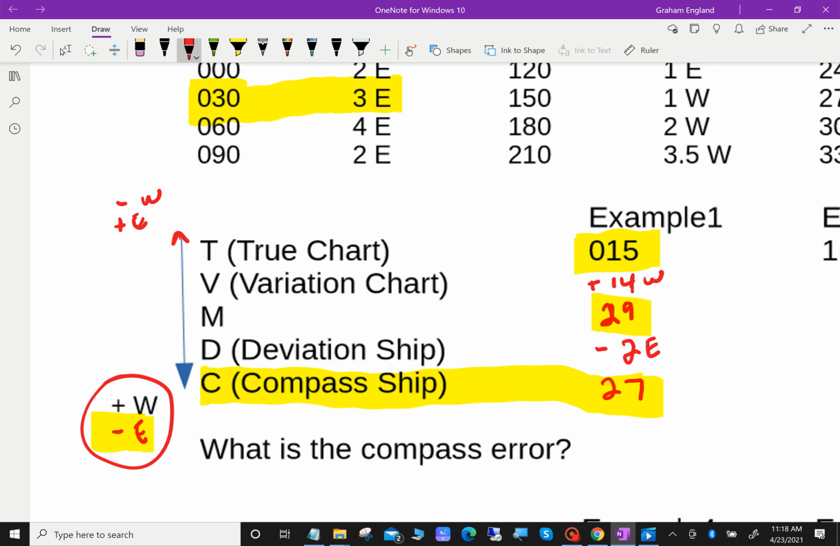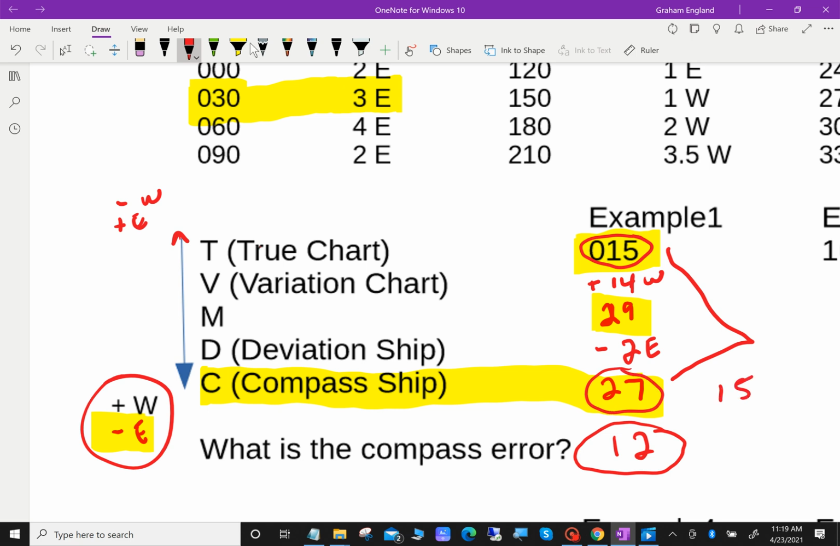So the next question is, what is the compass error? So you subtract these two. So 27 minus 15. So the difference between the two is 12. But they're going to want this in east or west. Is it 12 degrees to the east is your compass error, or is it 12 degrees to the west is your compass error? Well, 15, do I add or subtract 12 to get to 27? So 15 minus 12 is 3. That's wrong.